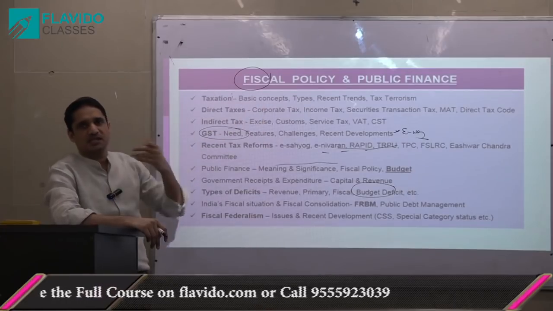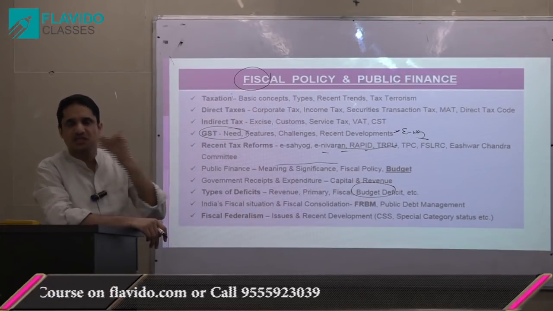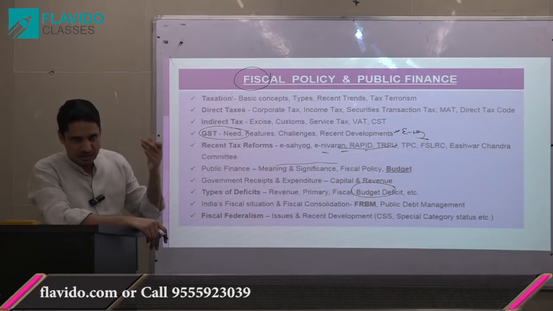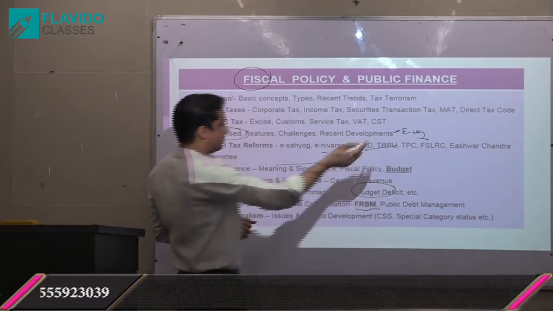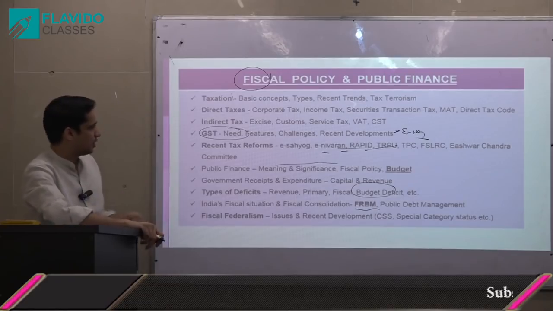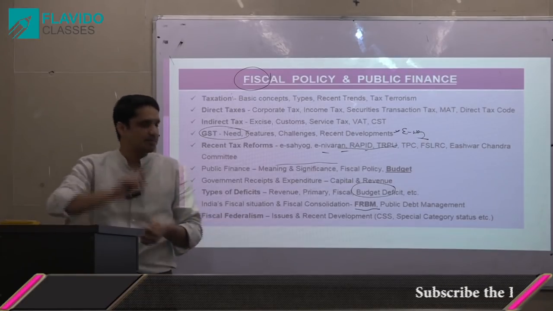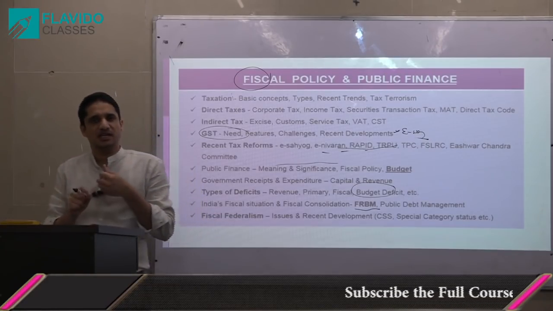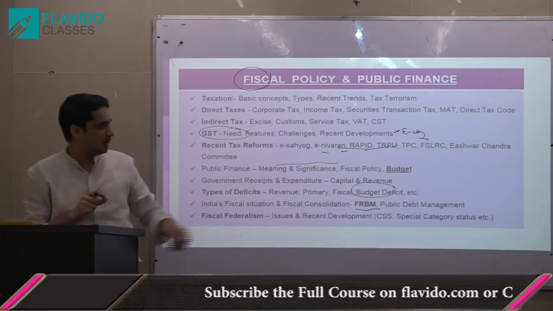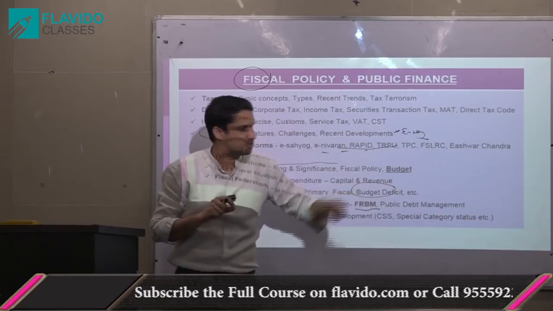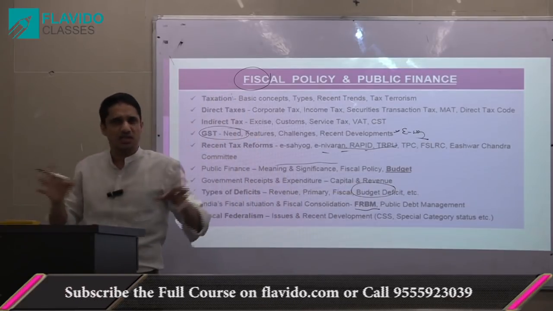For example, last year they asked whether the tax to GDP ratio has increased or decreased in the last 10 years. And then we are going to discuss the recent one, the FRBM, the NK Singh committee recommendations, the acceptance by the government or not. And then we have the fiscal federalism, how the center-state relations have changed after GST, this cooperative federalism, technology and all, the centrally sponsored schemes, the special category status.